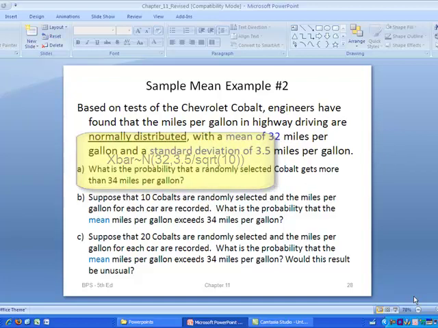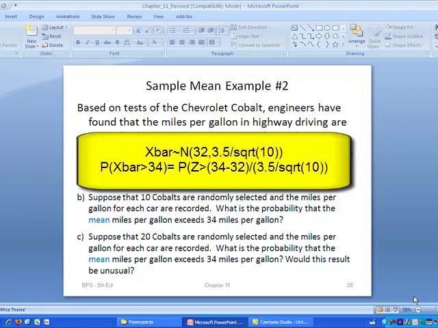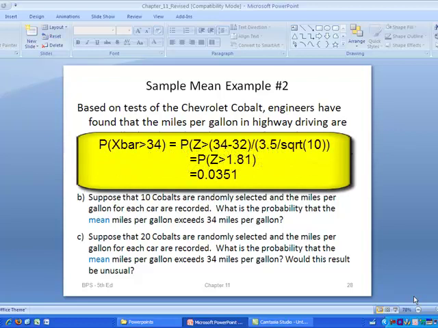So let's work the problem out. Now that I know what the distribution is, I've described it, I'm now going to solve this problem. So the probability that X bar is greater than 34 is equal to the probability that Z is greater than that X value 34 minus the mean 32 divided by 3.5 divided by the square root of 10. So in your calculator you're going to say 34 minus 32, find out what that equals, put that in parentheses, divided by, and then in parentheses put 3.5 divided by the square root of 10. When you get that, you'll get the probability that Z is greater than 1.81.